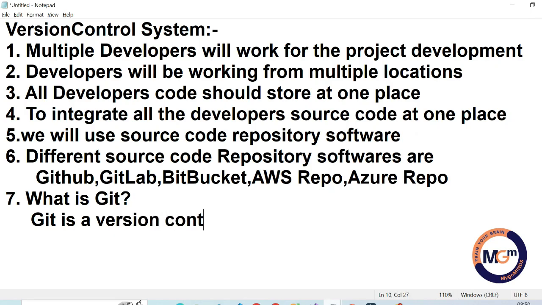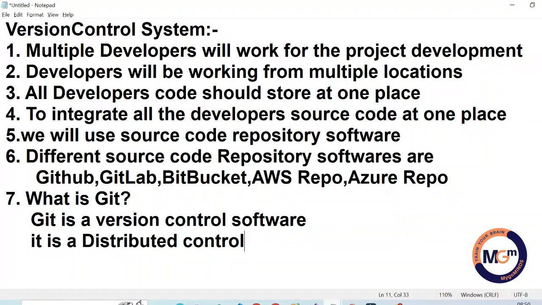So what is that? Git is a version control software. It is a distributed version control system. What is that? It's a distributed version control system.